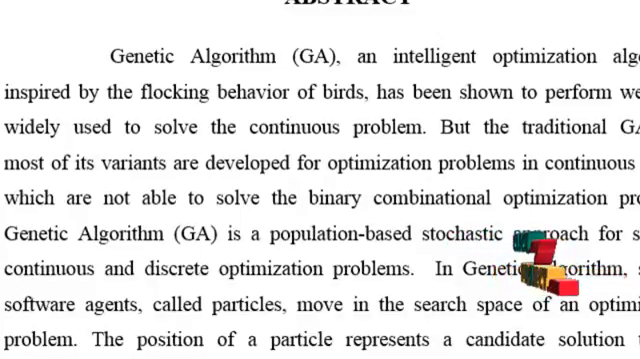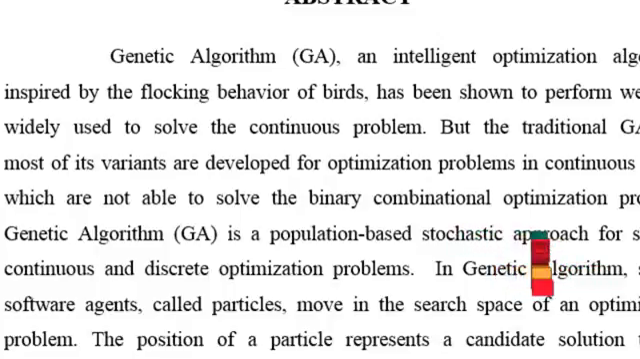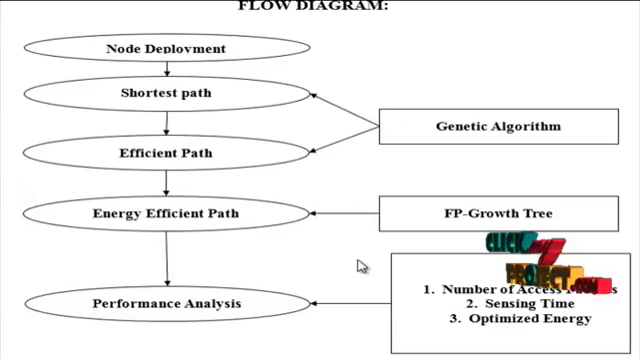This system proposes an enhanced OERP that eliminates individual node formation and improves the overall network lifetime when compared with the existing protocols. Here, the FP growth tree algorithm is enabled for finding the energy efficient shortest path, and the genetic algorithm is used to find the shortest path, whereas the FP growth tree is used for finding the energy efficient shortest path. Let me discuss the flow diagram for our process.